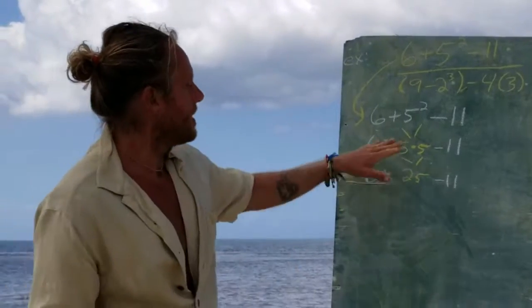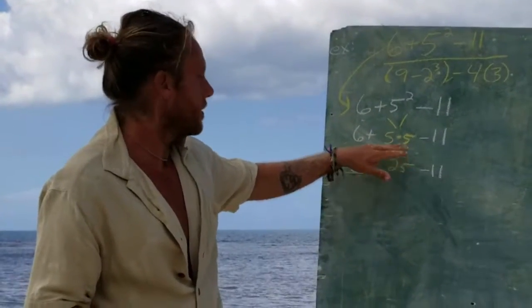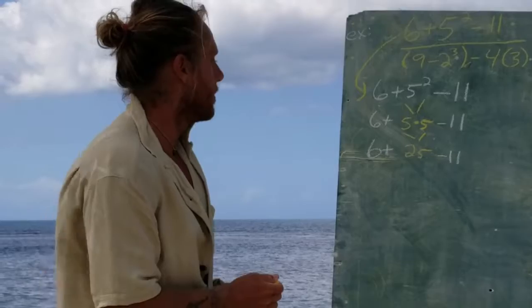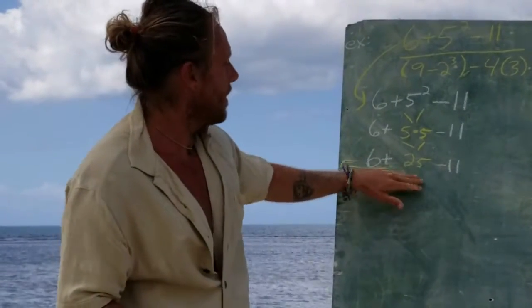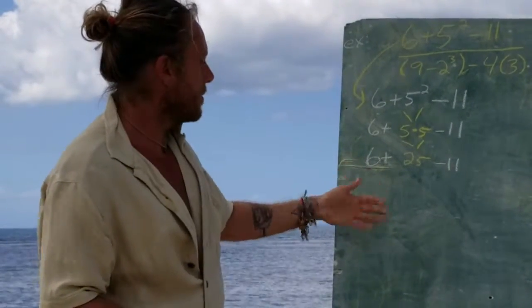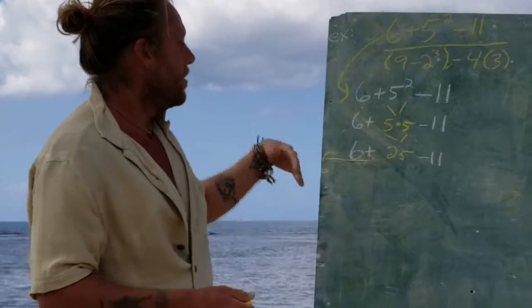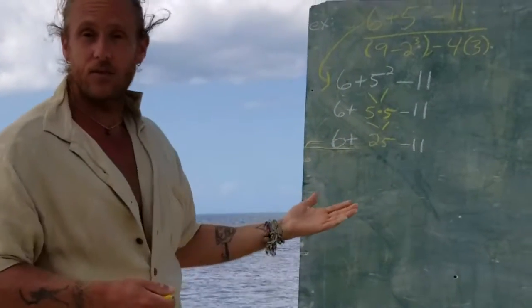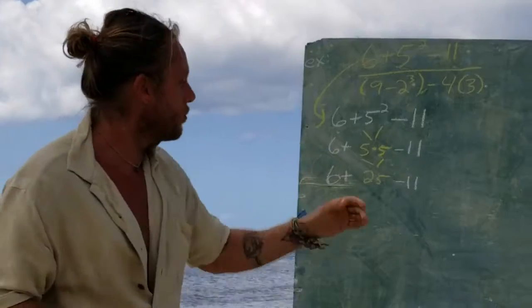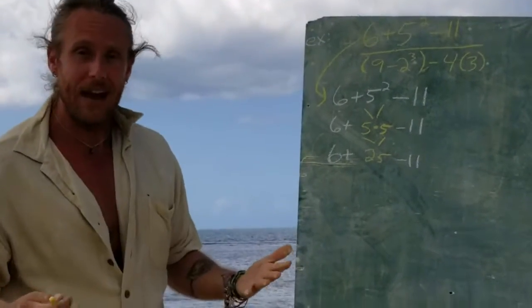Now you can maybe see why we deal with exponents and roots first, being the operation behind them. Alright, now we're left with 6 plus 25 minus 11. No grouping symbols, no exponents, no roots, no multiplication or division. So addition and subtraction now, we work from left to right. The syntax of the math that we're using.